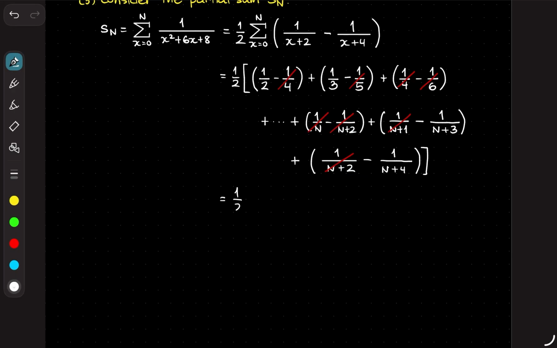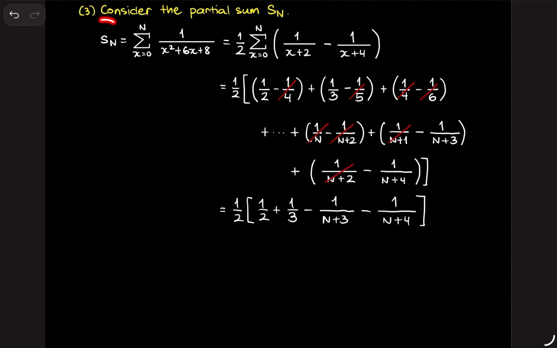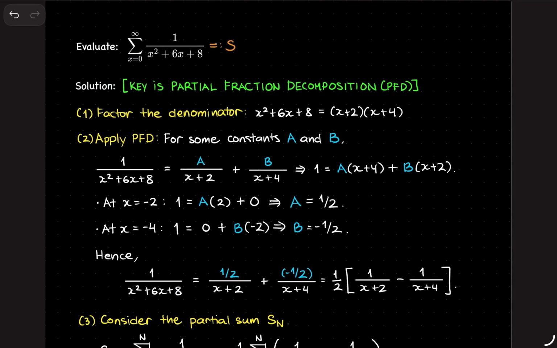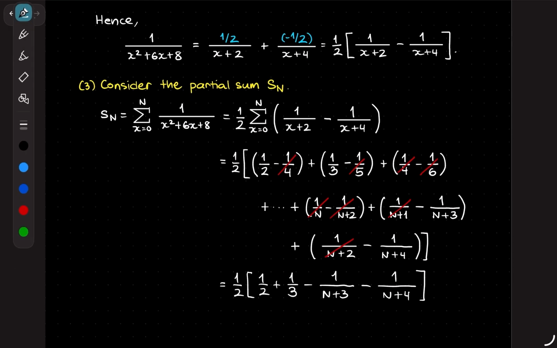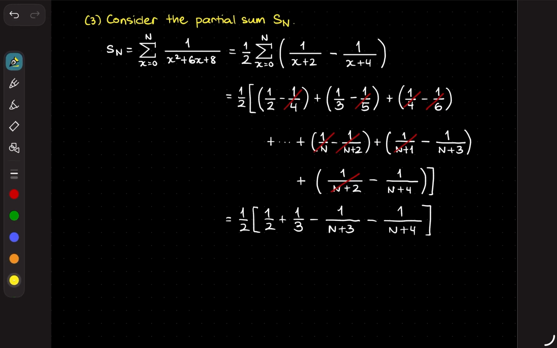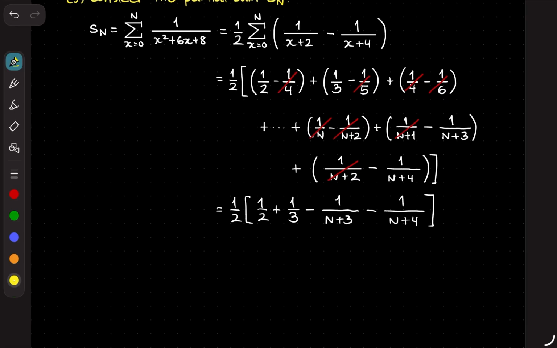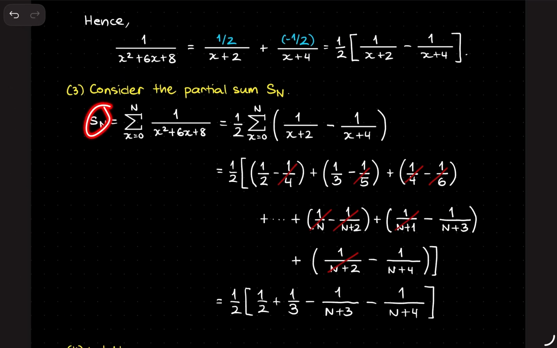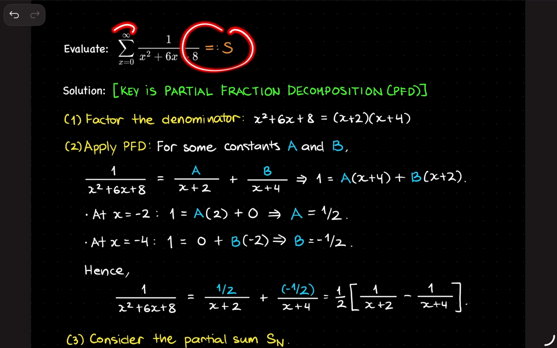So that we're 1/2 times what's left with us is 1/2 plus 1/3 minus 1 over n plus 3 minus 1 over n plus 4. Ooh, pretty nice. So this is the partial sum Sn of the original sum here. Once we have this, the final step is actually pretty simple. We just let n go to infinity. Once we let n go to infinity, this Sn here would now represent our original sum since we'll have infinity now here.